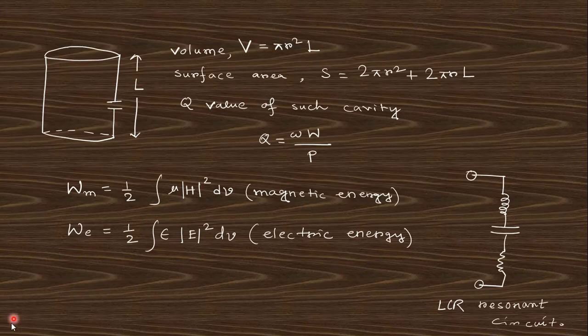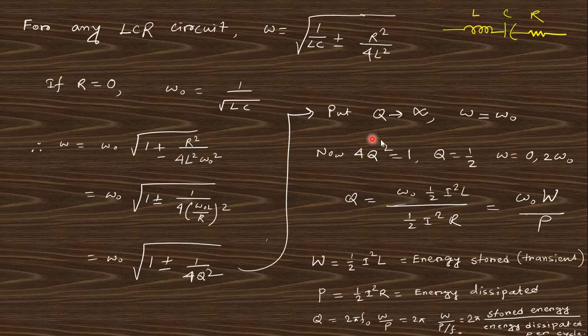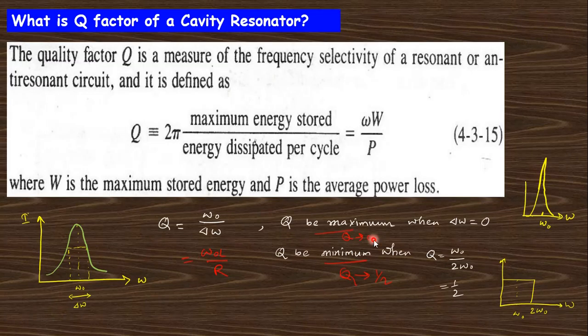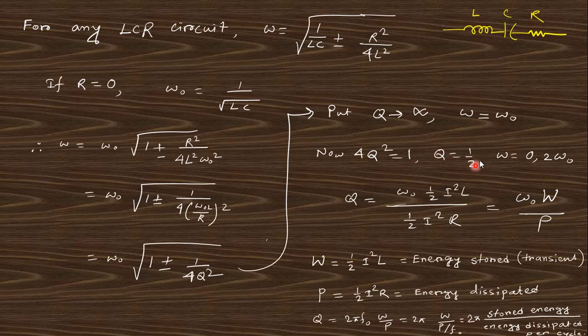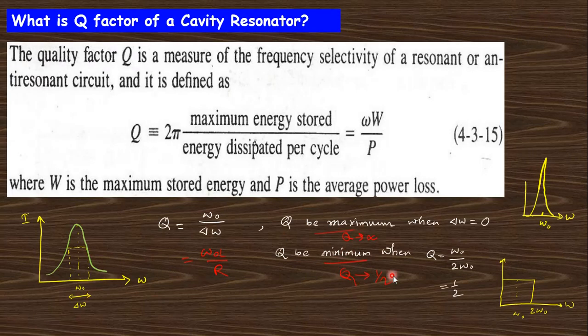If we put Q tends to infinity, then omega equals omega 0, so we obtain this expression: at omega equal to omega 0, Q tends to infinity. And in the other case, if Q equals half, then omega equals 0 and 2 omega 0; there are two possibilities, one plus and one minus. So Q equals half means 1 by 4 Q square will be 1, so this will be 2 or 1, right? This is the minimum case, where Q will be half.